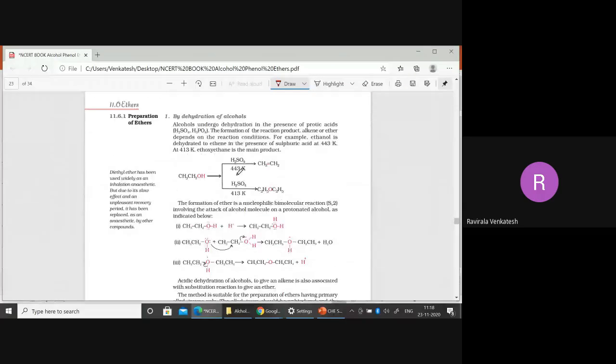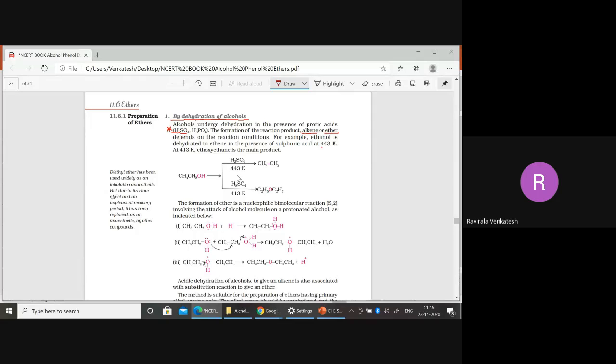This one is by dehydration of alcohol. Now, when alcohols are treated with sulfuric acid, or phosphoric acid, most probably what happens? You get two products: one is alkene, the other is ether. That depends upon the temperature.